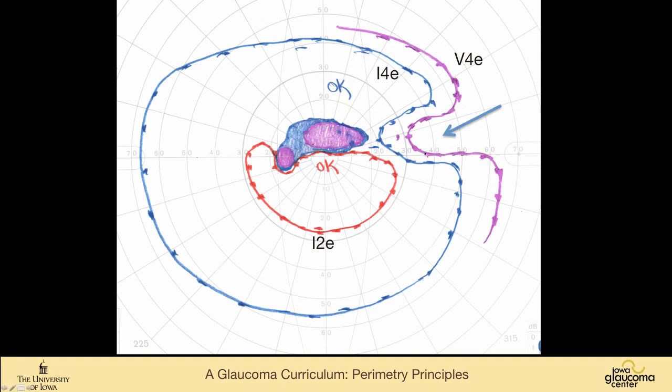This is a nasal step. You can see how it runs along the horizontal meridian for more than 10 degrees, or 2 isopters more than 5 degrees. And this is a very dense scotoma, so the fact that it's purple means that the 5,4E target, the biggest, brightest target, was not seen in this area. This is blue, meaning that the 5,4E target was seen, but not the 1,4E.